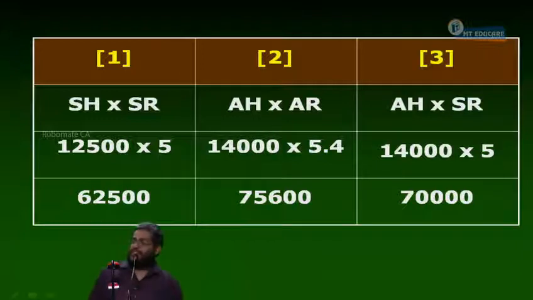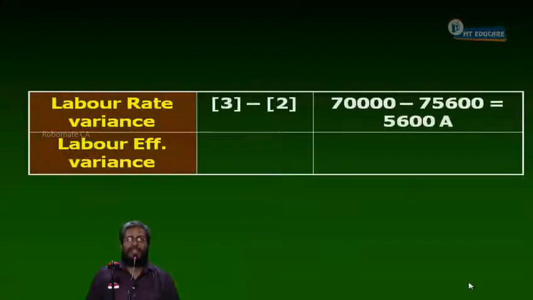Yes or no? Efficiency. For my 25,000 units, I am allowed to spend how much time? 12,500. I have spent how much time? 14,000. Overspend how much? 1,500 hours. In how many rupees? 5 rupees. 7,500 adverse is the labor efficiency variance.